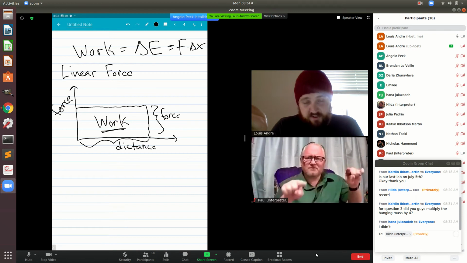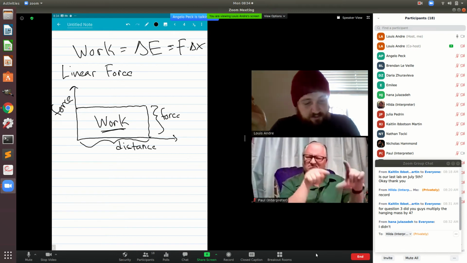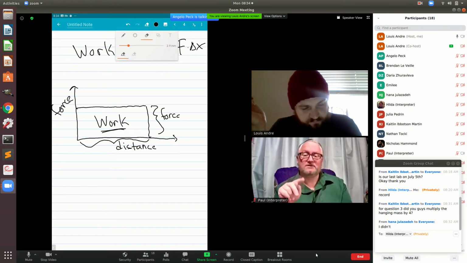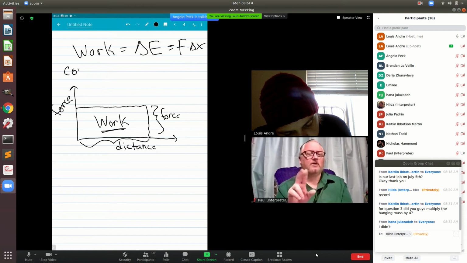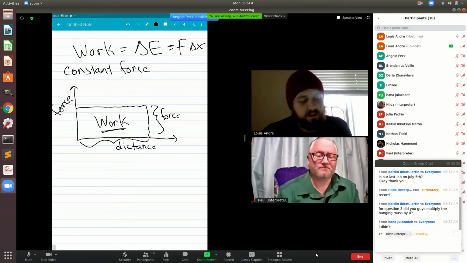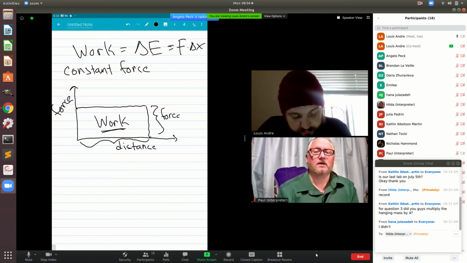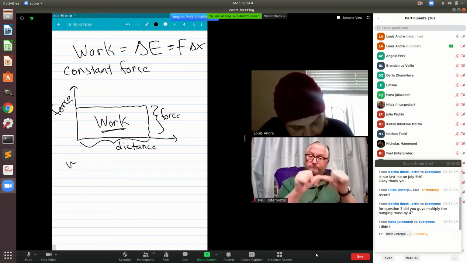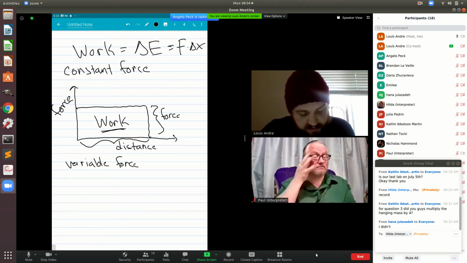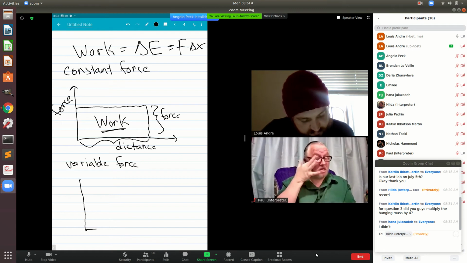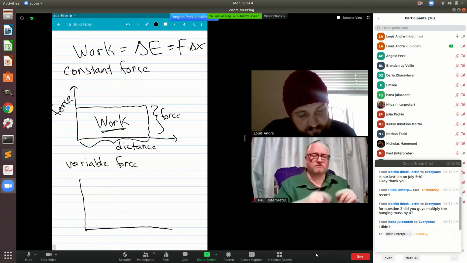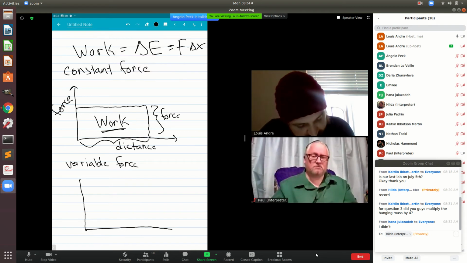So for just a constant force, I should say constant force, not linear force, this is what our plot would look like, okay? Now, you can have non-constant forces, so you can have a variable force. It doesn't have to be necessarily a straight line. I can have a straight line going up and to the right or something like that. I can make a triangle in here. Let me just write that one first before I go crazy here.